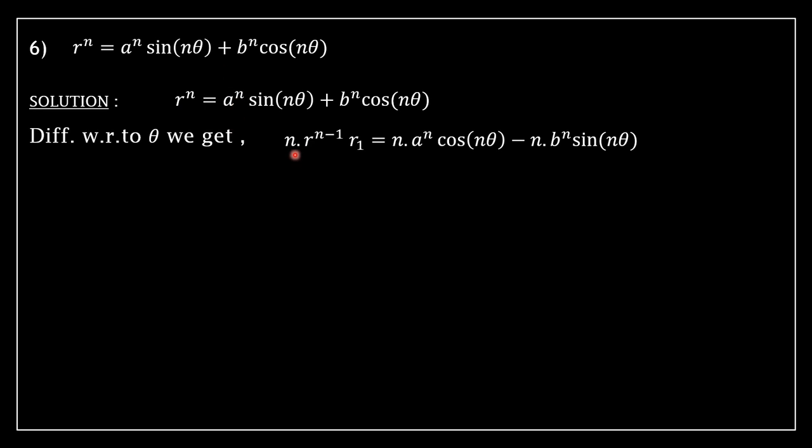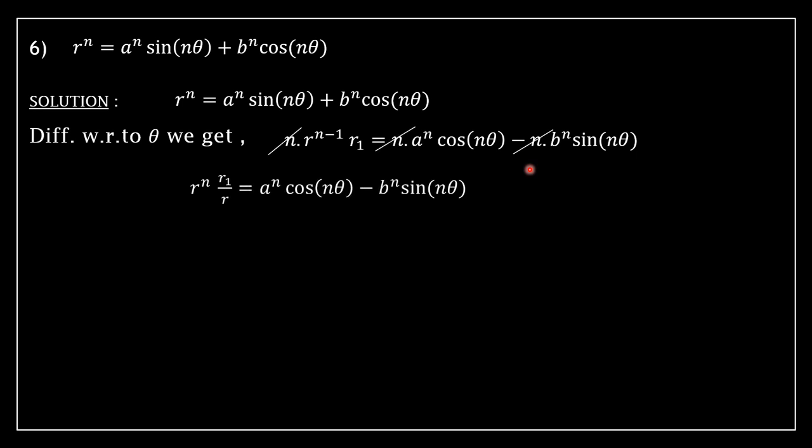It is n into r to the power n minus 1 into r1, which is equal to a to the power n as it is, and just differentiate sin n theta. What is the differentiation of sin n theta? It is cos n theta into n, plus b to the power n into differentiation of cos n theta. Derivative of cos n theta is minus sin n theta into n.